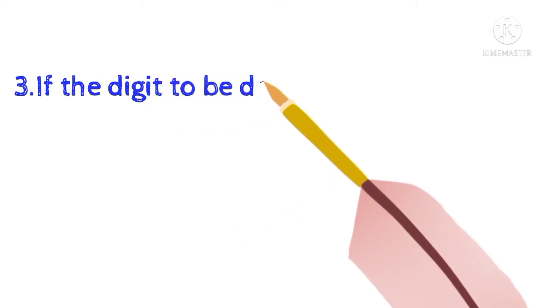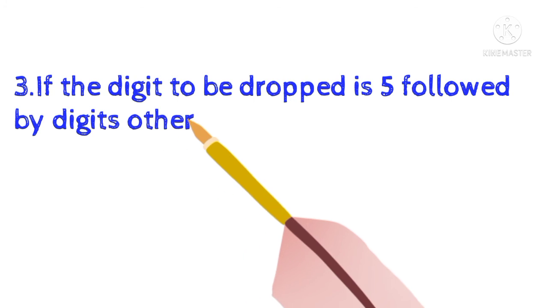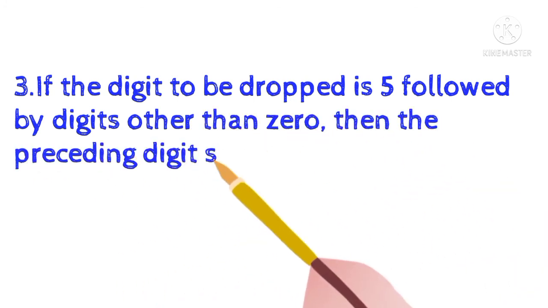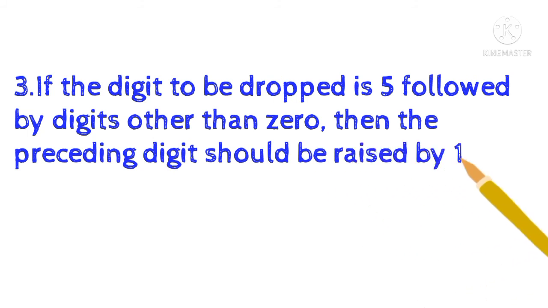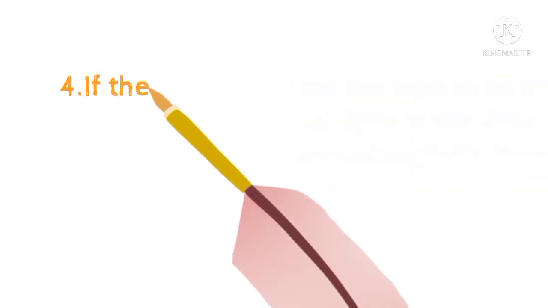The third rule: if the digit to be dropped is 5 followed by digits other than 0, then the preceding digit should be raised by 1. For example, 18.159 is rounded off as 18.2 because the dropped digit is 5 followed by digits other than 0.